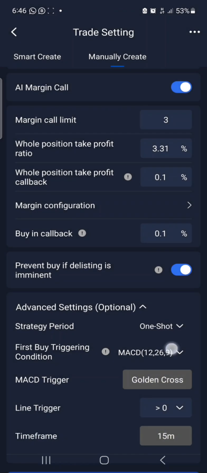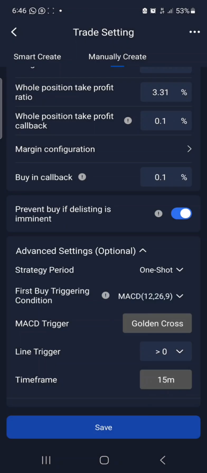After choosing MACD, you see it is talking of a golden cross. It's saying greater than 0 or less than 0. So when it is greater than 0, it means the golden crossover is happening in the green histograms all above the 0 line. And if it is saying less than 0, it means that we want the robot to buy when the crossover has happened in the red histogram all below the 0 line.